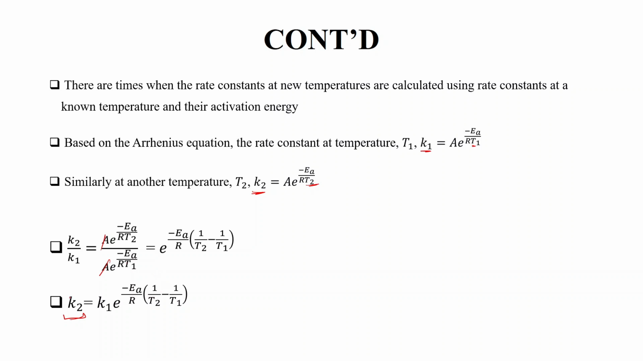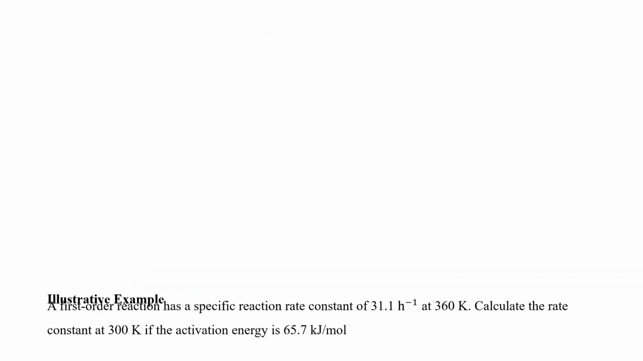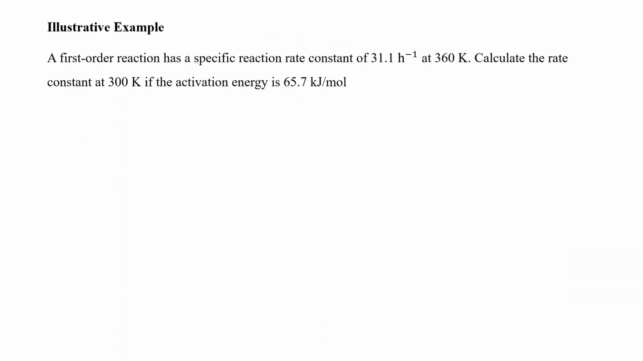So this is the new K value that you want to find at this particular temperature, and this T1 and the K1 are given values. And then we also know the activation energy of the reaction. Now let's look at this example. A first order reaction has a specific reaction rate constant of 31.1 per hour at 360 Kelvin. Calculate the rate constant at 300 Kelvin if the activation energy is 65.7 kilojoules per mole.